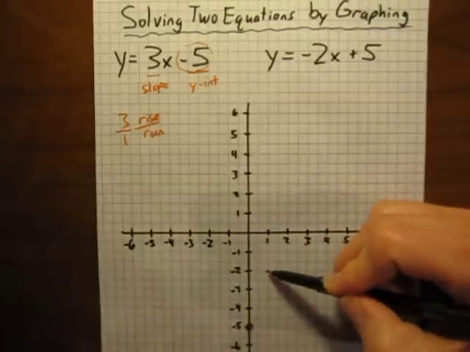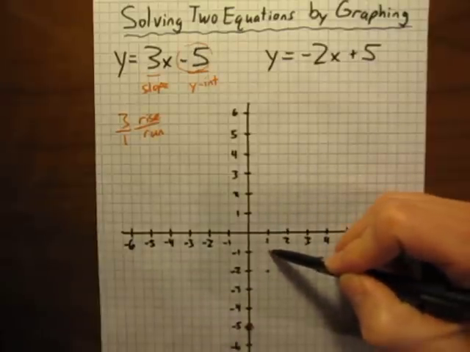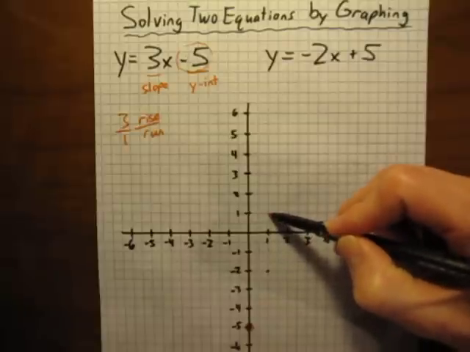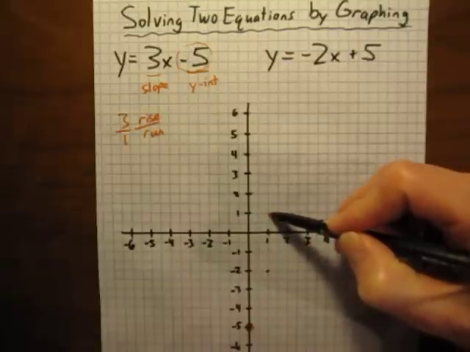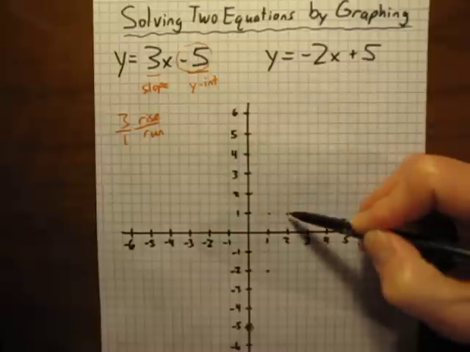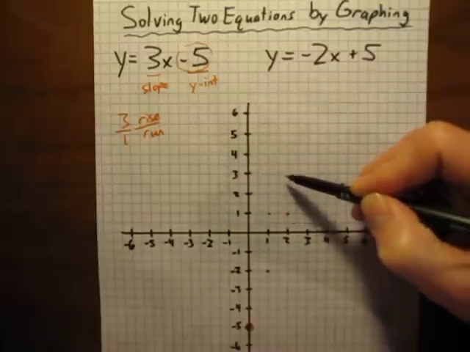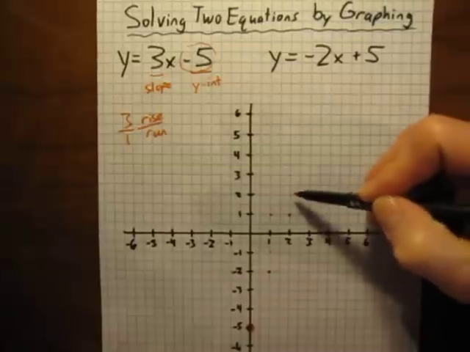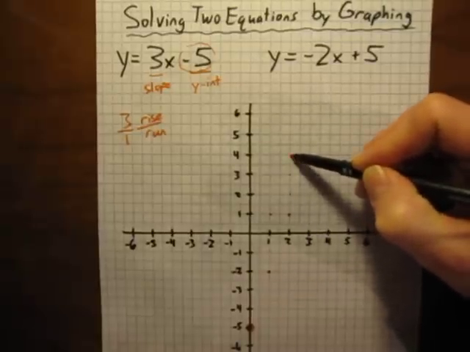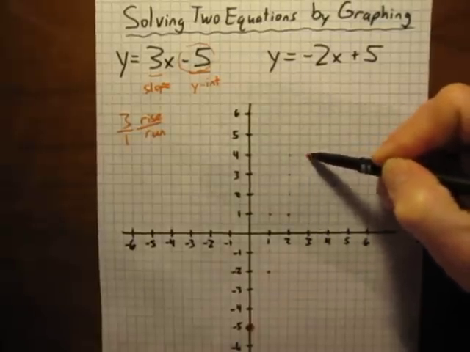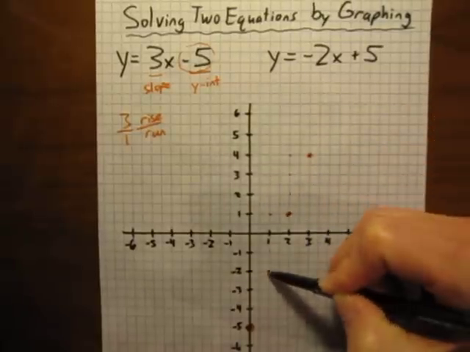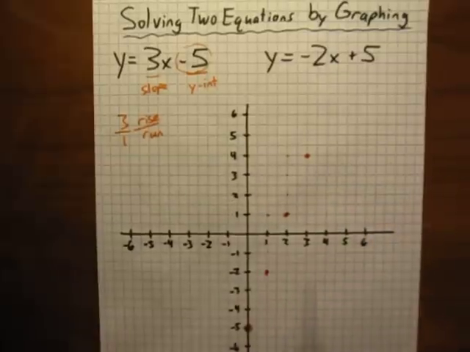Let's do the same thing again. We're going to go up 3 units, 1, 2, 3, and we'll go over 1 unit and put a dot. Up 3, 1, 2, 3, and we'll go over and put a dot. So right there are points on our line.